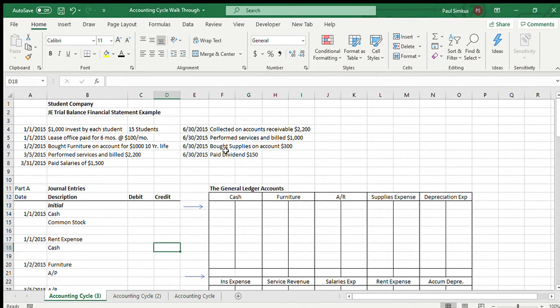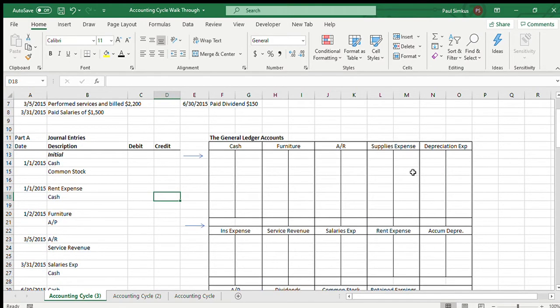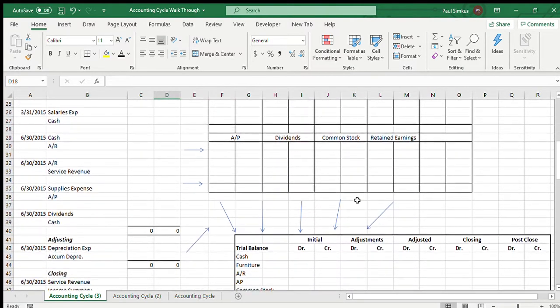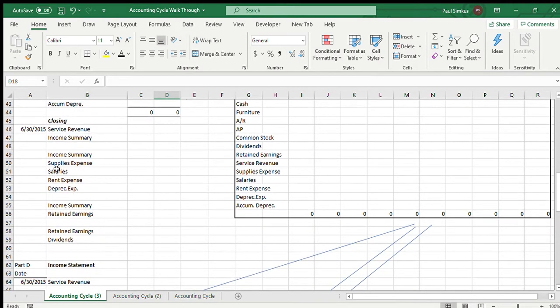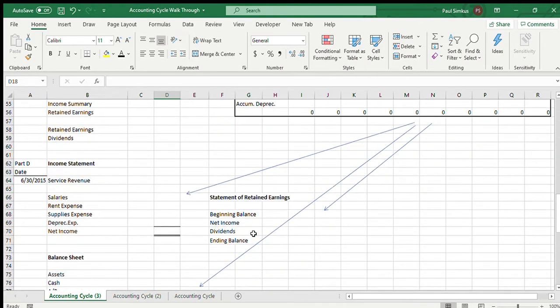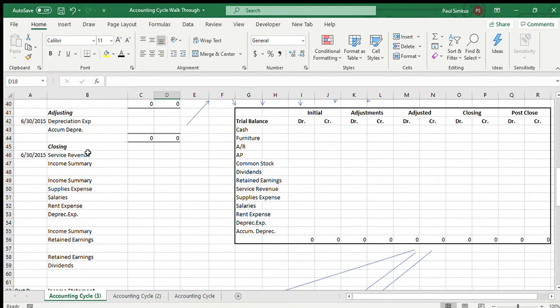You have some entries that start a company. Okay, and we're going to make up the entries, we're going to post them to the accounts. I've done a lot of this already in the interest of time. We're going to do an adjusting entry, we're going to post that. We will then do financial statements, and we will do some closing entries.